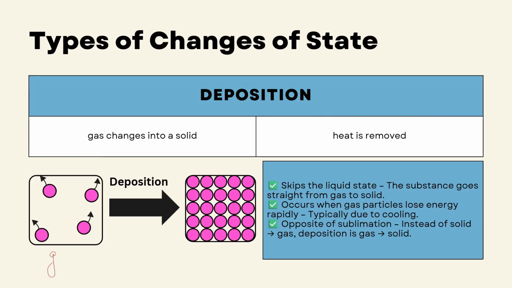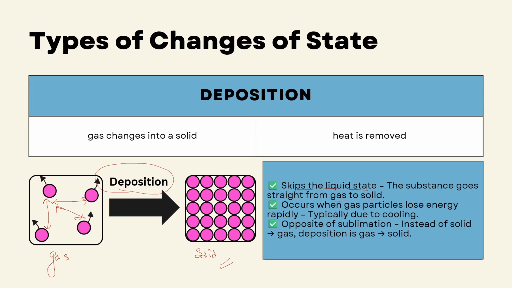In here you can see gas, and in here it is solid. Because it has lots of space between them, that is why it is gas. It is tightly packed, hence it is solid. So when gas changes directly to solid, it is deposition. It skips the liquid state. The substance goes straight from gas to solid.